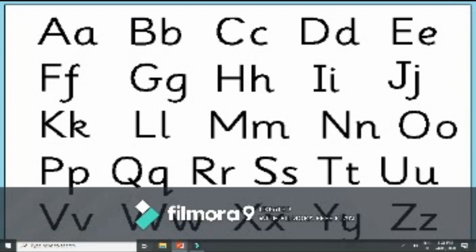Now, do you remember that I told you all capital letters should be written on 3 lines, but the writing style of small letters differs. Now, how does it differ from each other? Let's see.